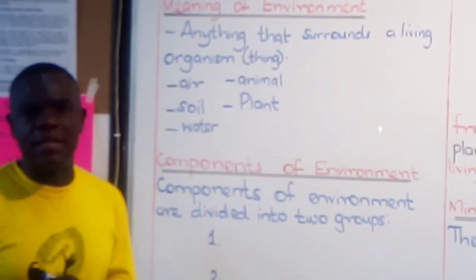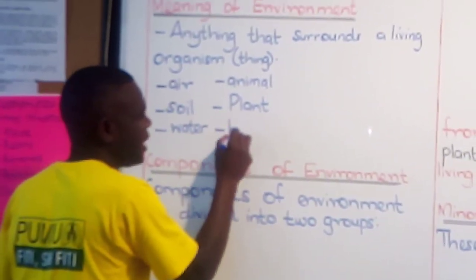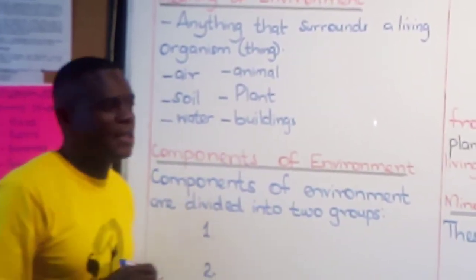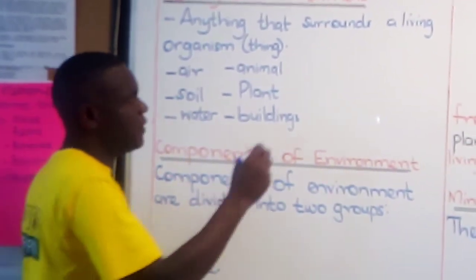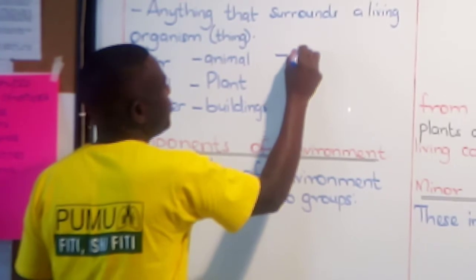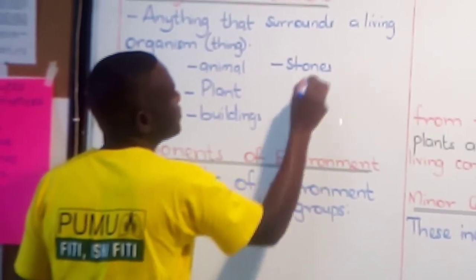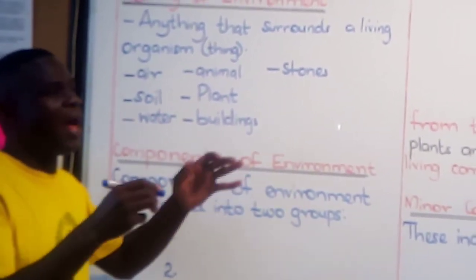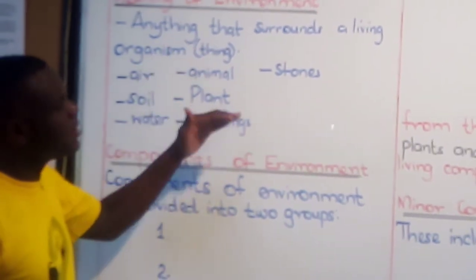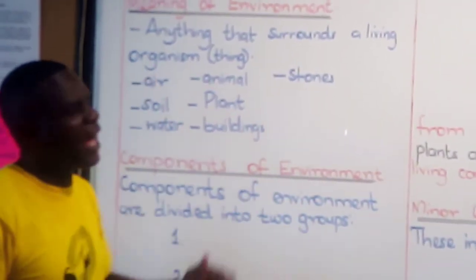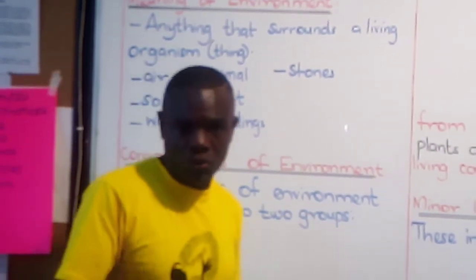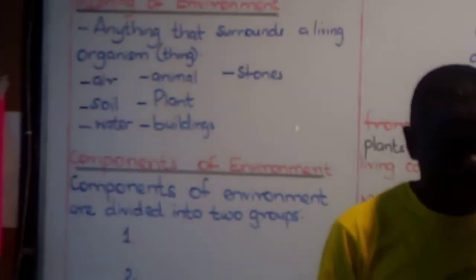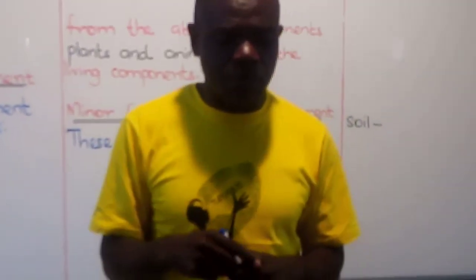Where do we live, boys and girls? We live in buildings, houses. So buildings are also part of environment. What are buildings made up of? Stones. Stones are part of environment. And so there are so many things that surround us. We can mention them. The list is long and endless. Yeah? Even the metals, even the plastics, anything found around us is called environment.